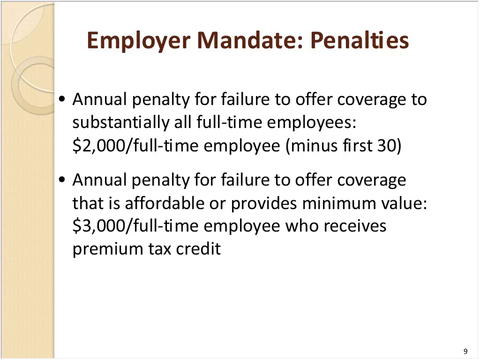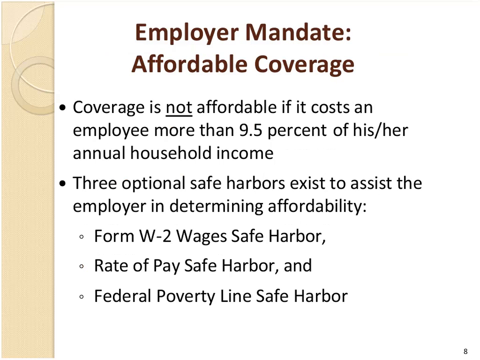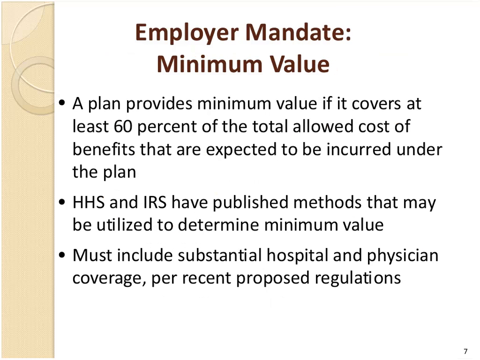But generally, for the people that slip through the cracks and qualify for a subsidy, even though most of your employees are getting coverage, for those individuals, there will be no minus the first 30. It'll be $3,000 times the number of people who qualify for the subsidy. Now, let's go back and talk a little bit more about what it takes to avoid the penalties.